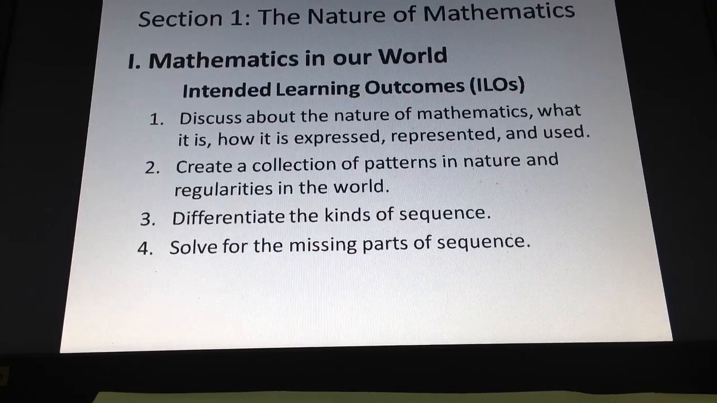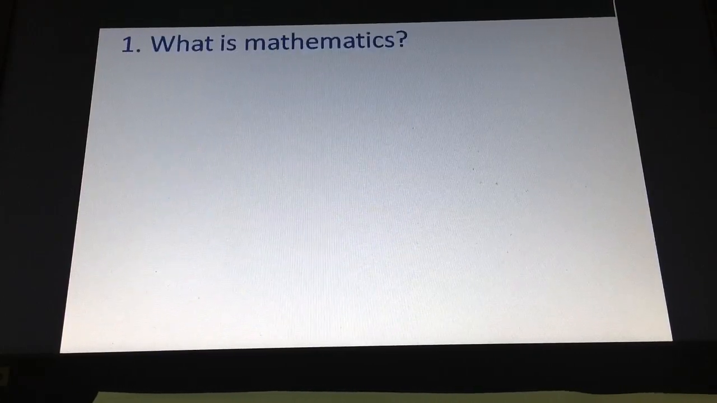the learning outcome should be we will be able to discuss the nature of mathematics, what it is, how it is expressed and represented and also used. Create a collection of patterns in nature and regularities in the world. Differentiate the kinds of sequence and solve for the missing parts of sequence. So, I have here some questions that we need to answer. So, kanina, pinagsagot ko kayo kung ano ba ang mga tanong or mga sagot sa mga tanong na ito.